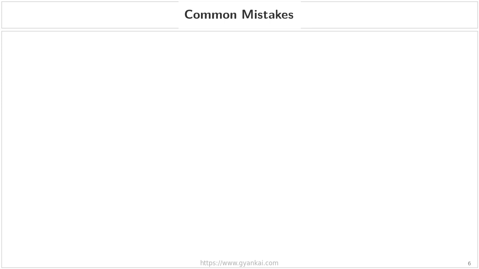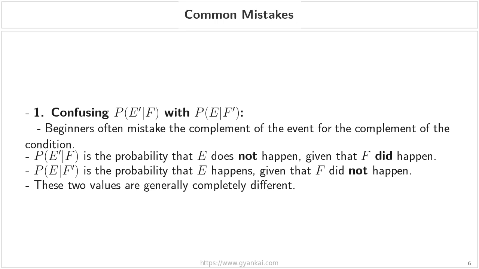Common mistakes. First, let's look at the danger of confusing the complement of the event with the complement of the condition. You might see something like the probability of E prime, given F, and mistakenly think it is the same as the probability of E, given F prime.